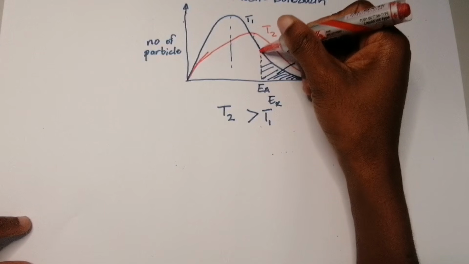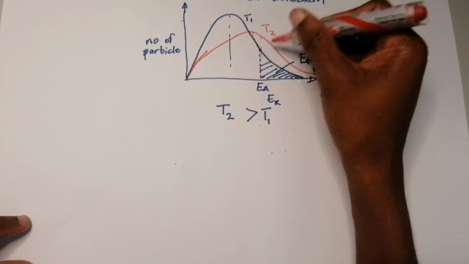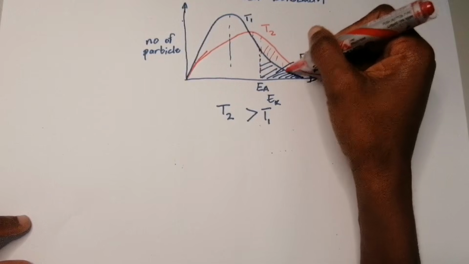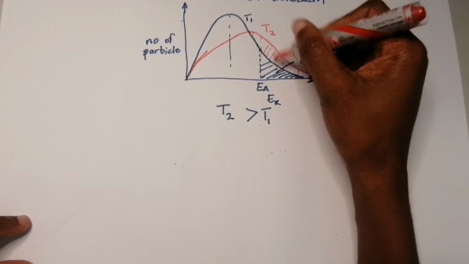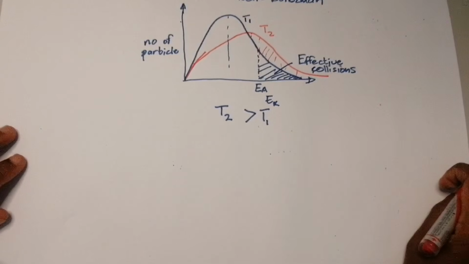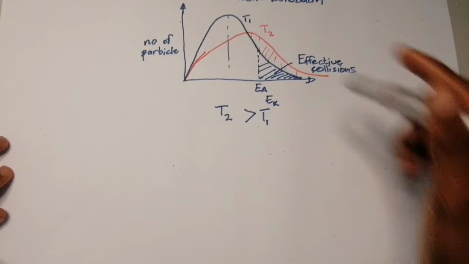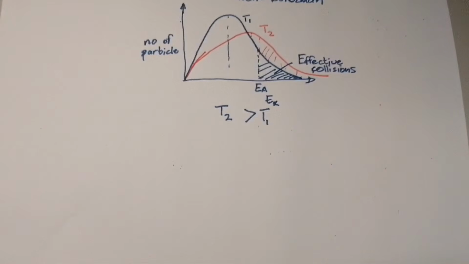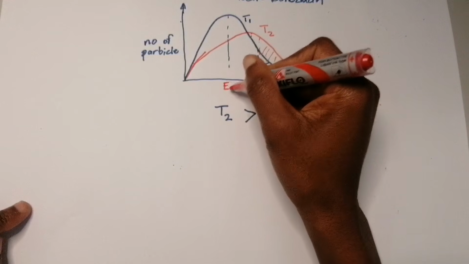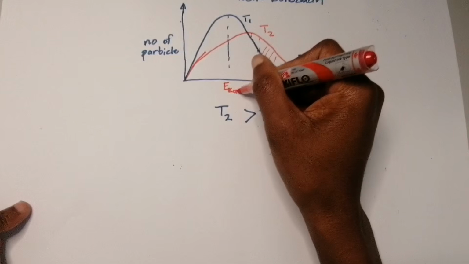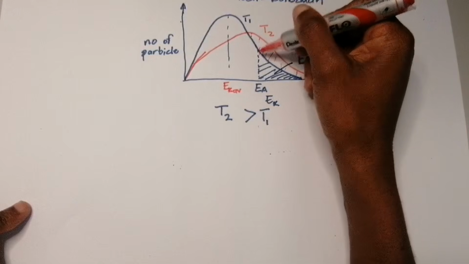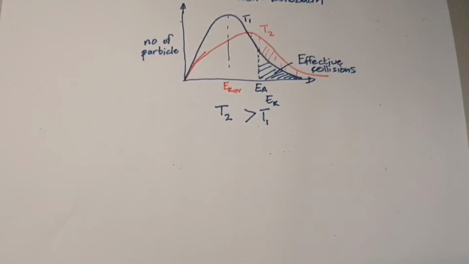So now when I increase temperature, can you see that more particles are able to have effective collisions? That area there has become greater, right? So in this case, it means that more particles are able to have effective collisions. So here's our kinetic, we said that's our average kinetic energy, so that's EK average. But when we've got temperature 2, which is greater, our average kinetic energy is now much higher.